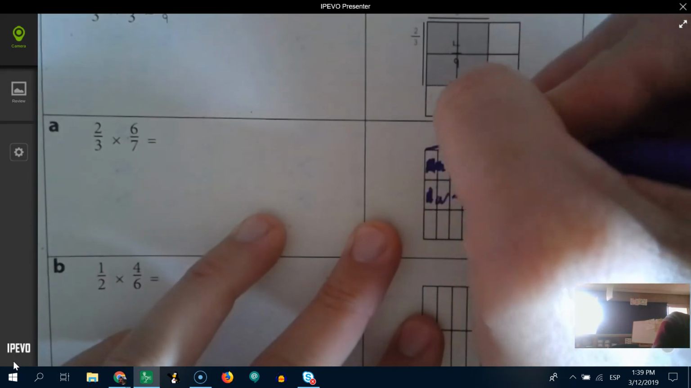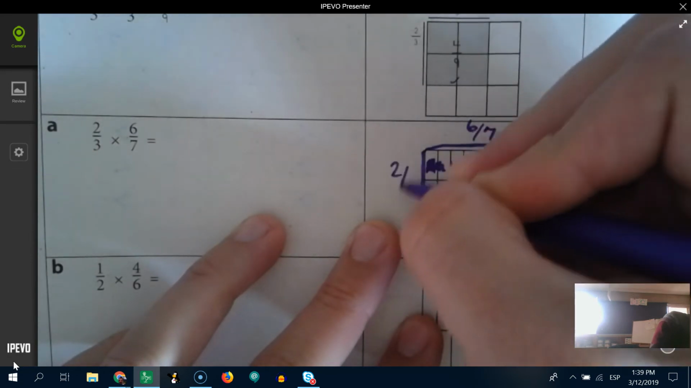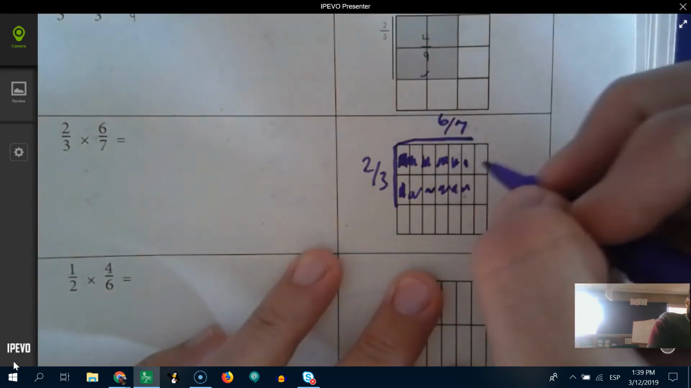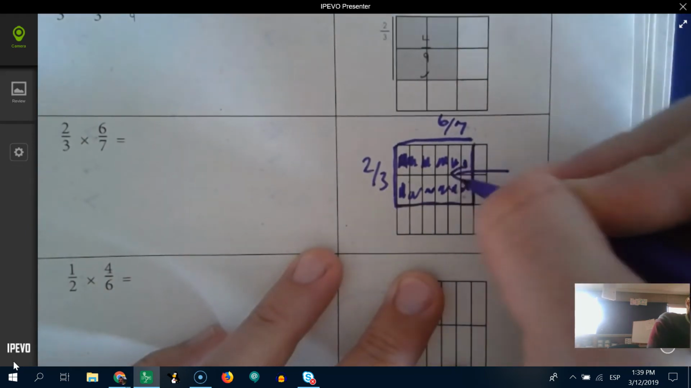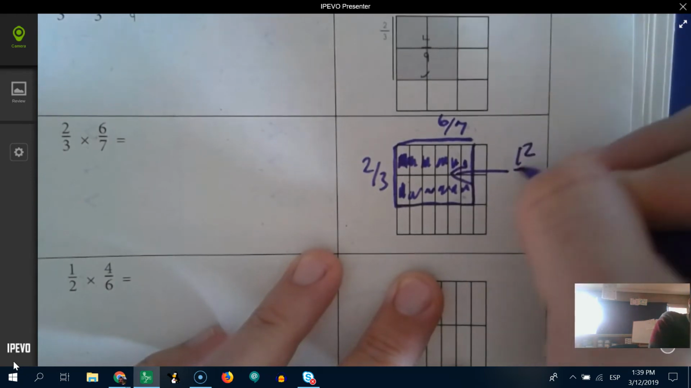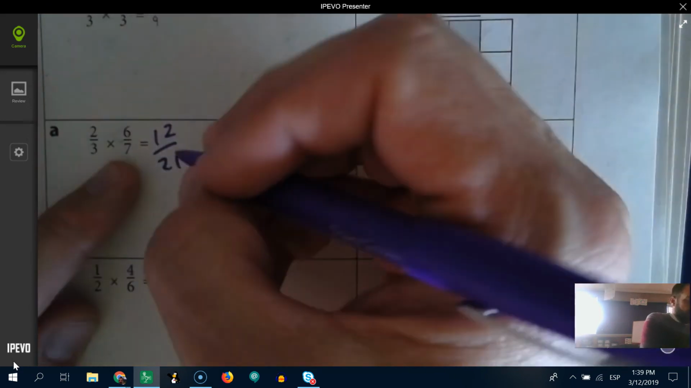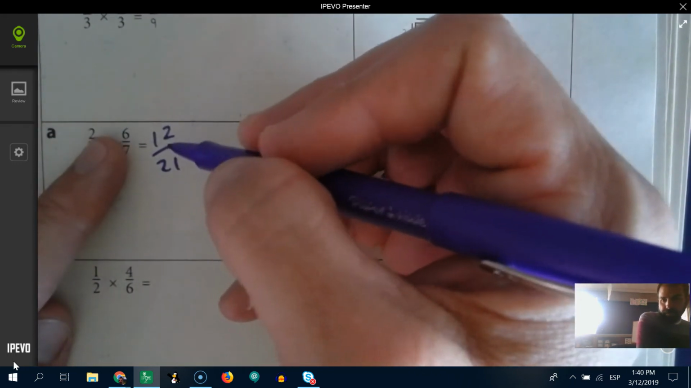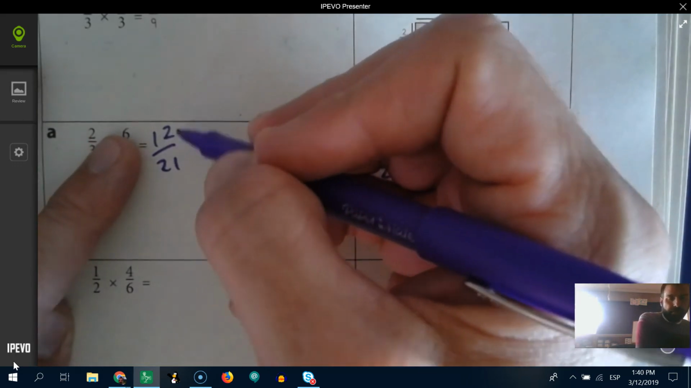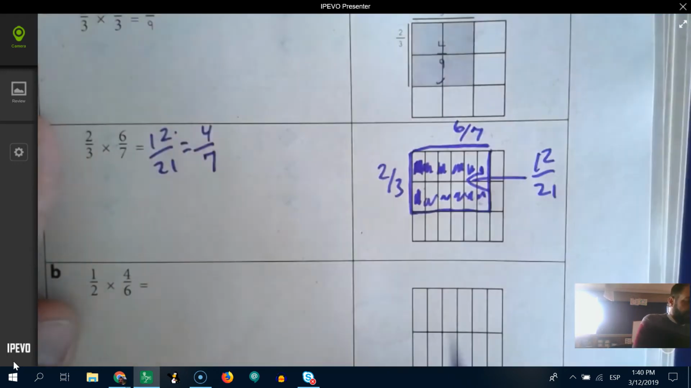But I didn't draw my line, did I? So I have 6/7 and 2/3, and altogether 12/21sts. That is simplifiable. If you add digits together and they equal a multiple of 3, then you can divide by 3. 1 plus 2 is 3, and 2 plus 1 is 3. So we can divide both of these by 3, and we have 4/7.